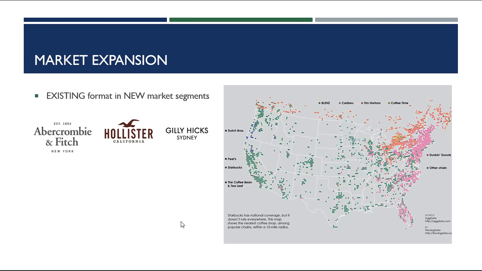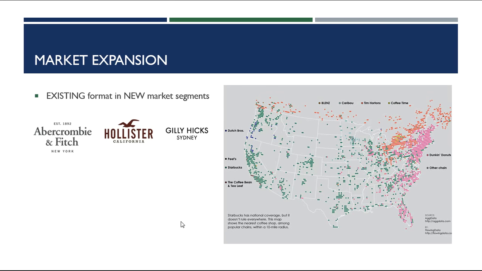Another example of market expansion would be through targeting different demographics. Not sure if you know this or not, but Abercrombie & Fitch, the company that owns them, also owns Hollister and also owns Gilly Hicks. Now, all of these retail stores target a slightly different demographic.